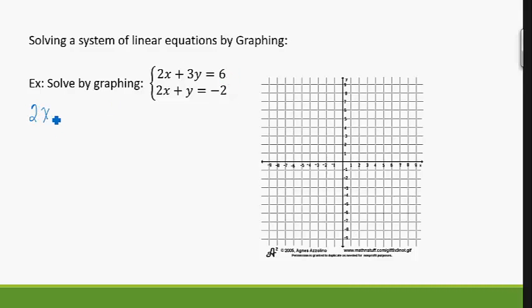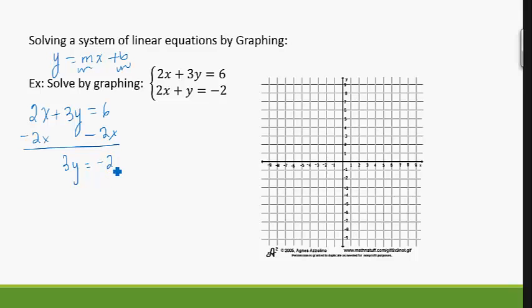So if we take this first equation, 2x plus 3y is 6, and we solve for y, because remember we want it in this form, y equals mx plus b, because once it's in this form, we've got our slope and our y-intercept. So I'm going to subtract 2x from both sides. And when I do that, I'm going to get 3y equals negative 2x plus 6. Divide each term by 3. And I got y is negative 2/3 x plus 2. So for this first equation, your slope is negative 2/3 and your y-intercept is 2.